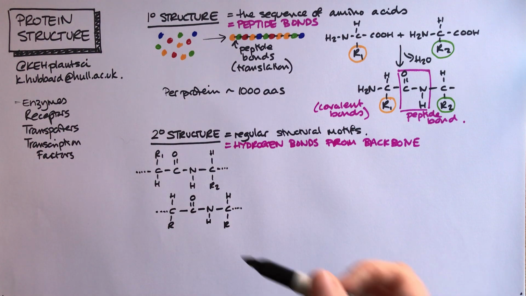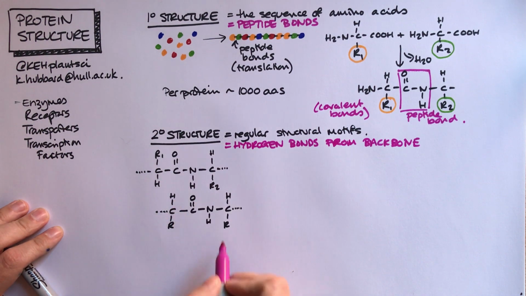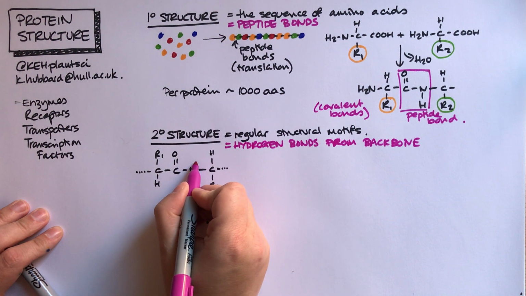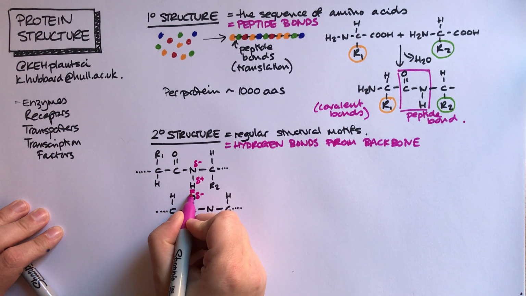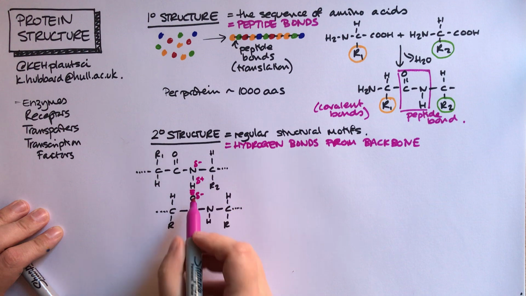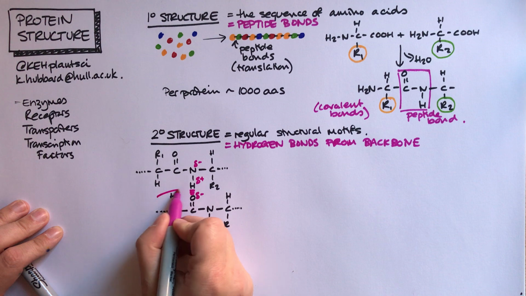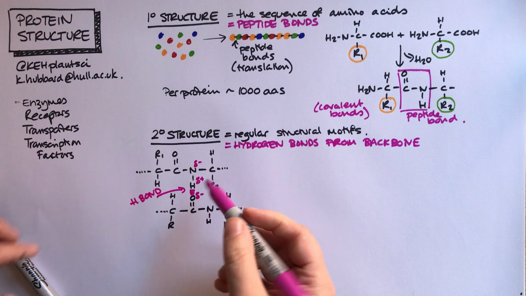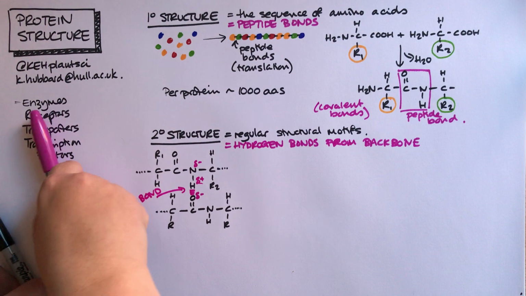So here we've got two peptide bonds, and because of the biochemistry of that, we've got some differences in electronegativity. Oxygen we know is a little bit electronegative, nitrogen we know is a little bit electronegative, which makes that a little bit electropositive. So there's an attraction that can form between the peptide bond of one chain and a peptide bond in another chain. That we call a hydrogen bond. It's not a covalent bond, it's a weaker bond than that, and it's due to the formation of these bonds from the backbone.